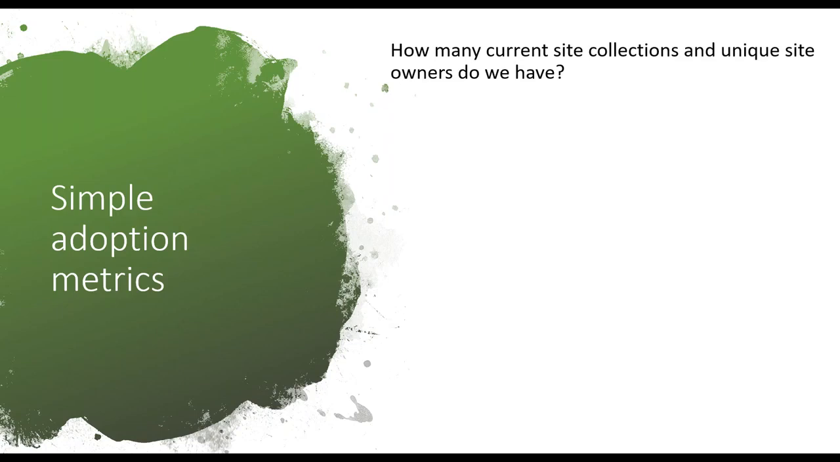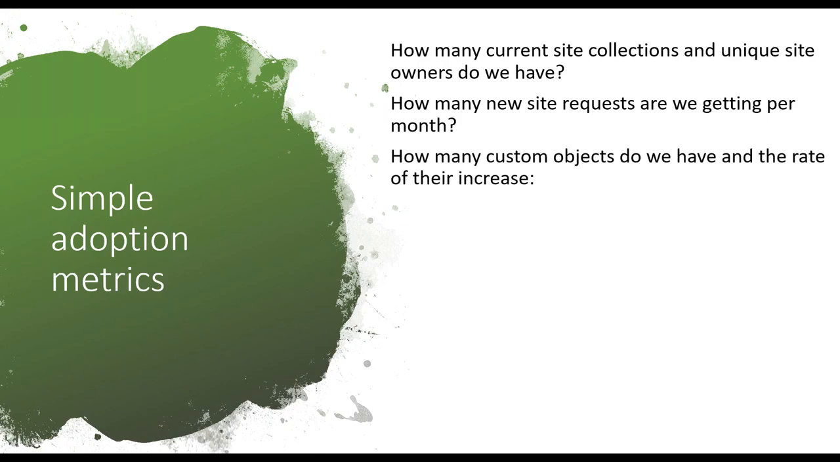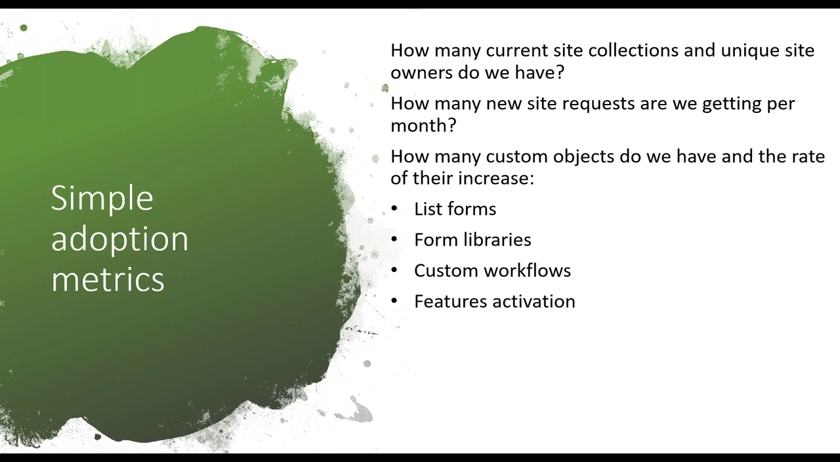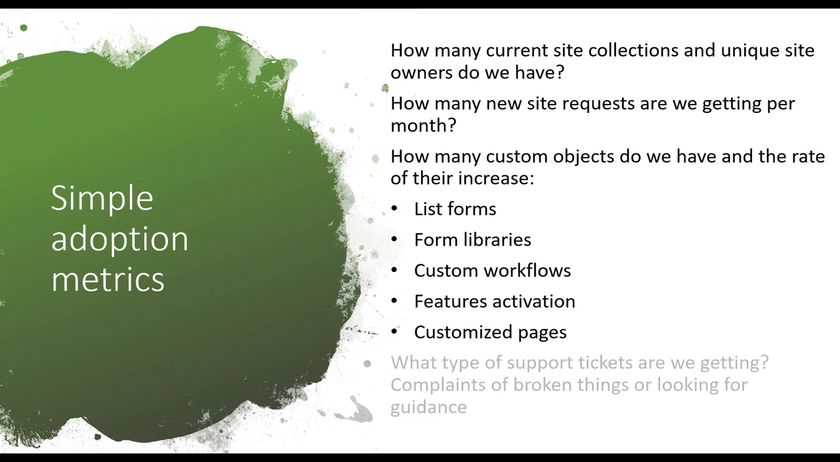How many current site collections and unique site owners do we have? How many new site requests are we getting per month? How many custom objects do we have and the rate of their increase? Custom objects such as list forms, form libraries, custom workflows, features activation, customized pages. Custom objects mean that there's actual engagement by people to make an effort to make a custom object, right? That does count for user adoption. What type of support tickets are we getting?